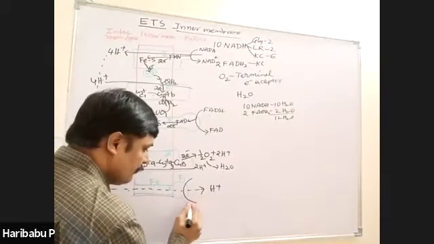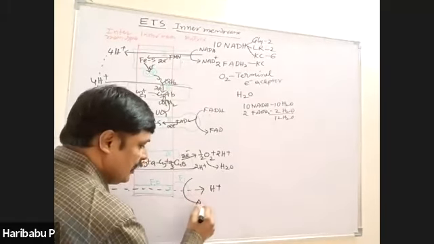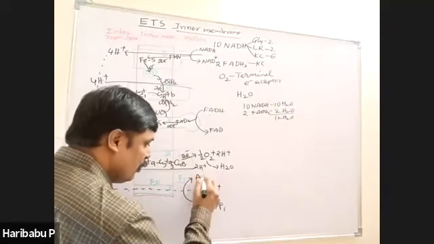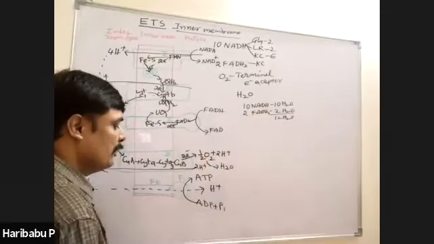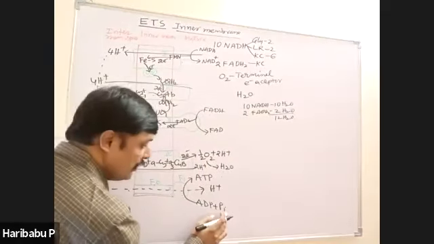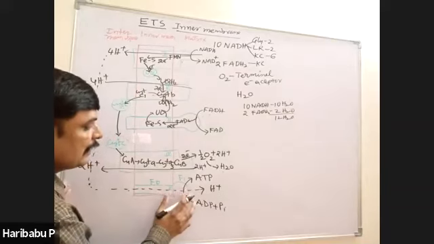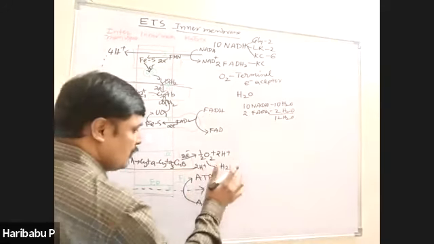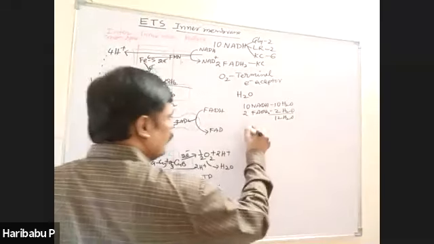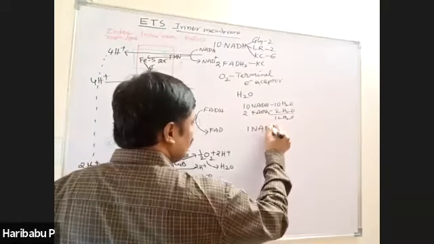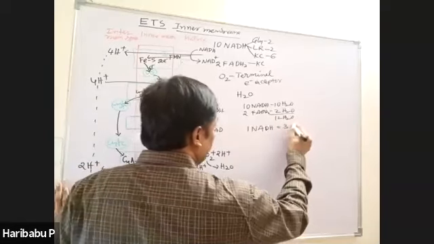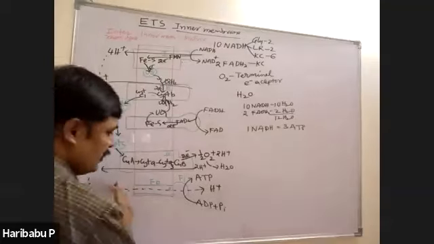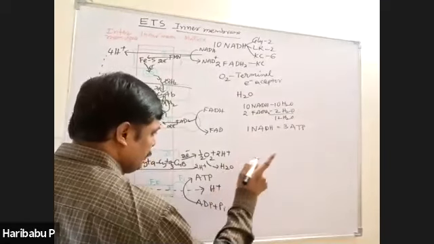As a result, utilizing that energy, ADP is coupled with inorganic phosphate and forms ATP. Like that, ATP is generated in the matrix. And it was found that one NADH can form 3 ATP. That means when 3 protons move out, 1 ATP is generated.